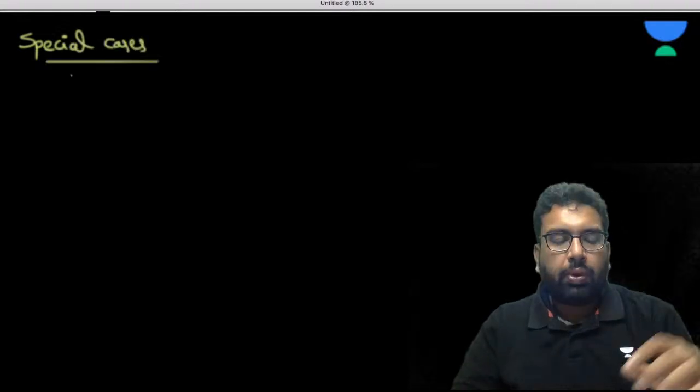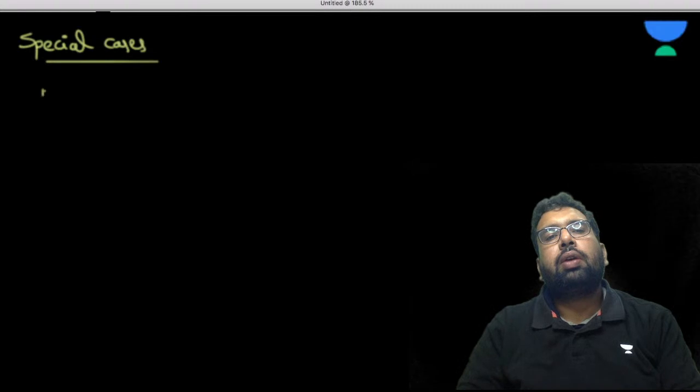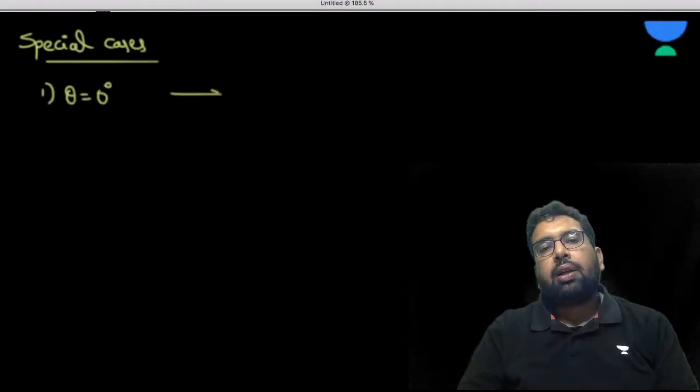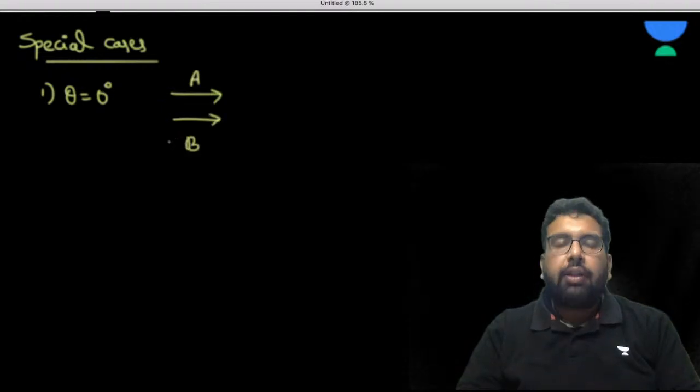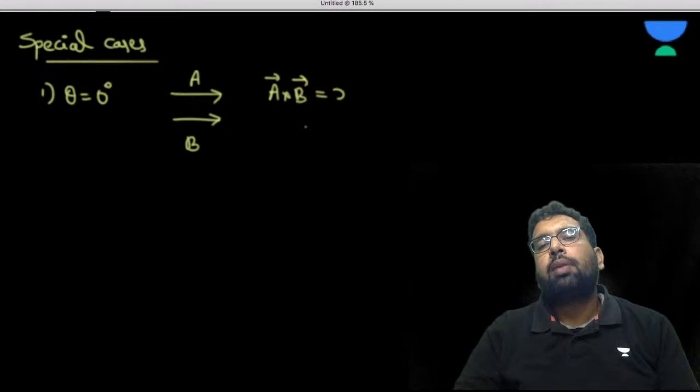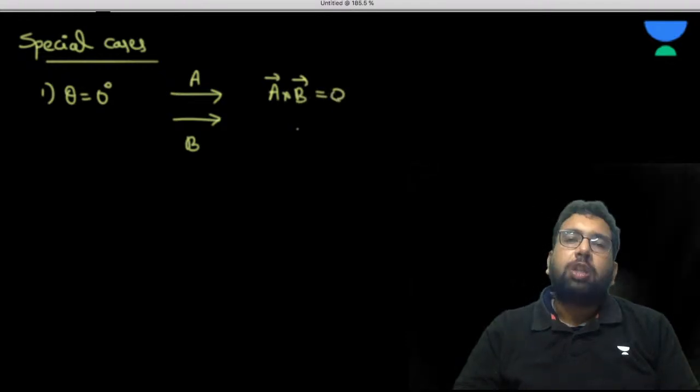Now, we have seen some special cases in the last session, just giving you a brief review of it because this is going to be applied in a lot of ways today. So what were the special cases? If theta is equal to 0 degree, that means vector A and vector B have an angle of 0 between them, so they are parallel vectors. If two vectors are parallel, what is going to be their vector product? This is going to be the 0 vector.